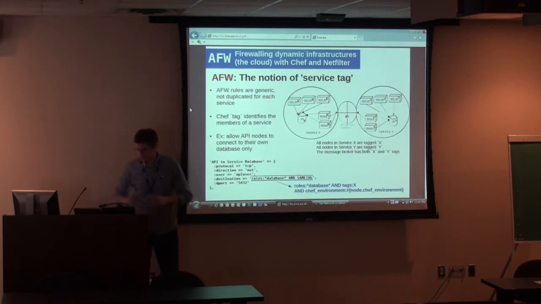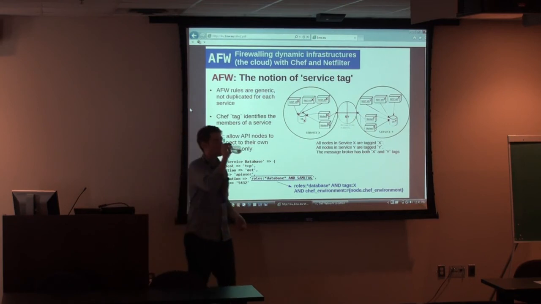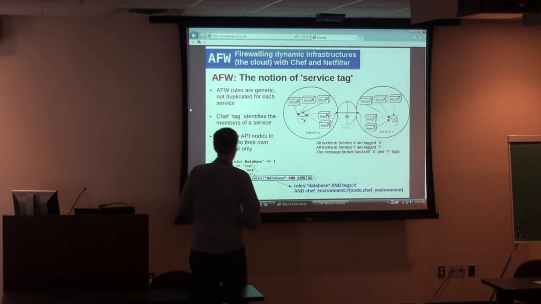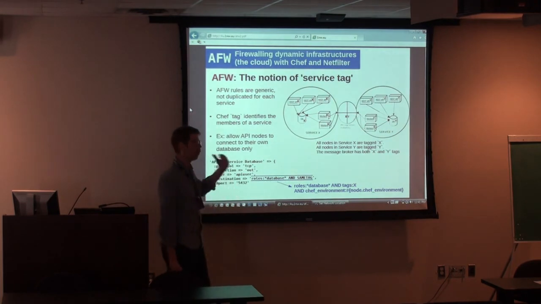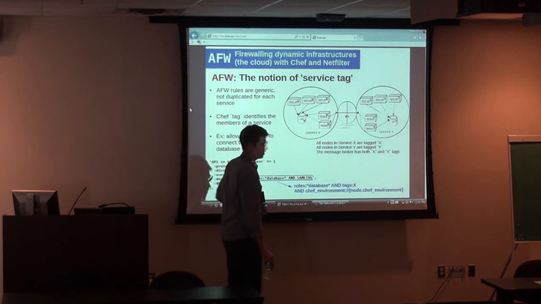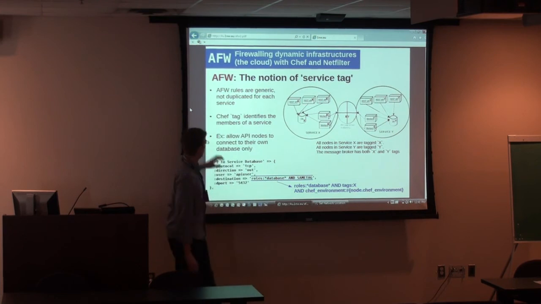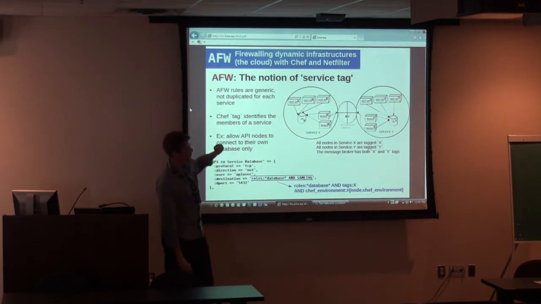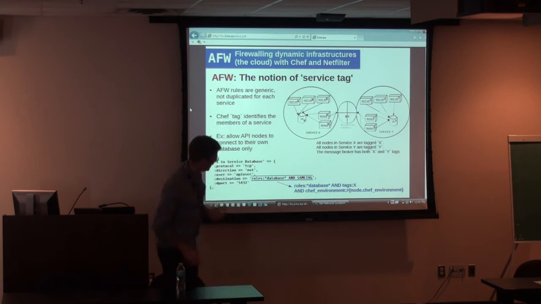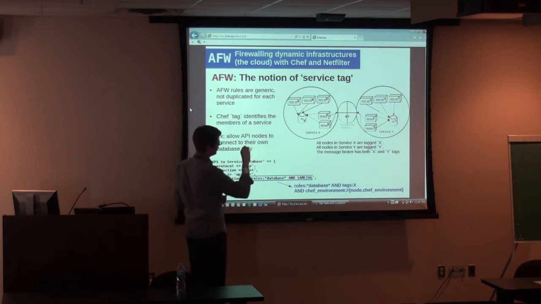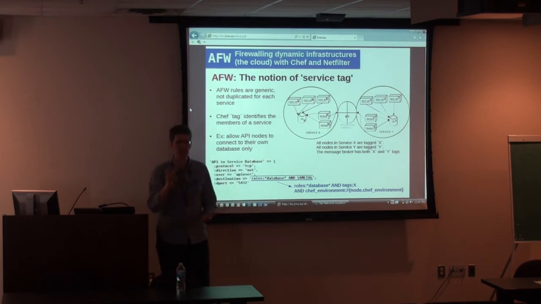The notion of service tag. Okay, so say we're in a service-oriented infrastructure and we really want to open rules based on services. The way we're going to do that is Chef has a way to tag nodes, tag VMs. And in the configuration of the node, it's going to say your tag is service X, your tag is service Y. And then in the search, you can search for the tags.